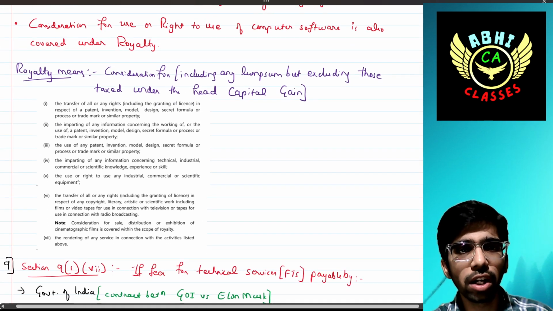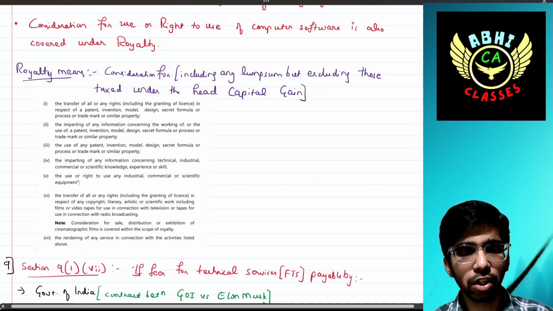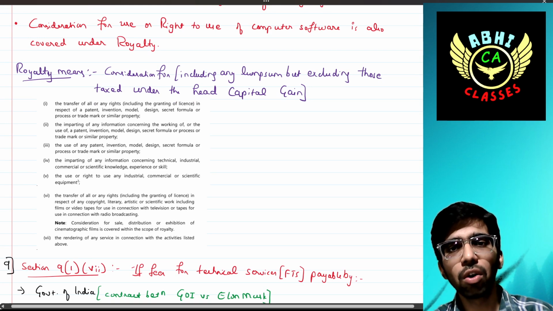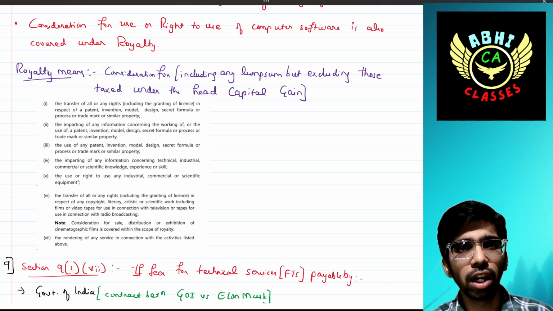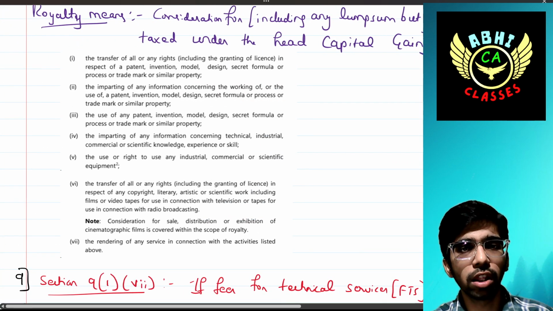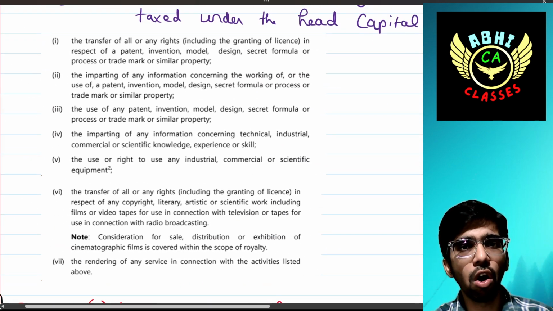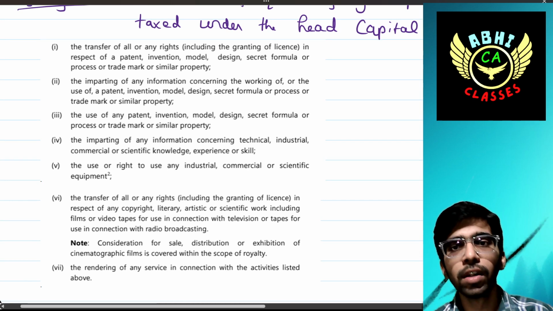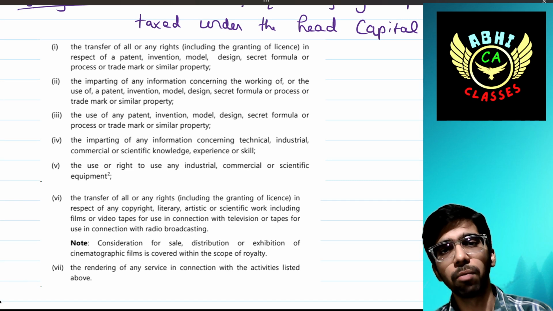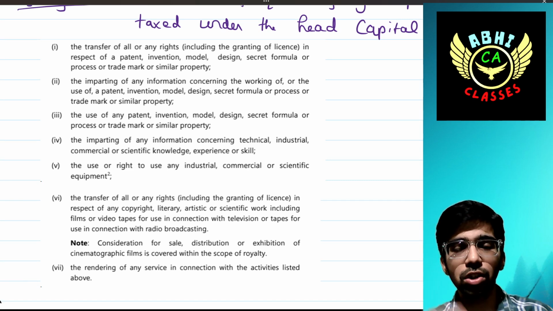Next, royalty. What do we mean by royalty? Consideration for or including any lump sum but excluding those taxed under capital gain. Consideration for the transfer of all or any rights, including granting. I will just read out: in respect of patent, invention, model, design, secret formula. You can just revise it.